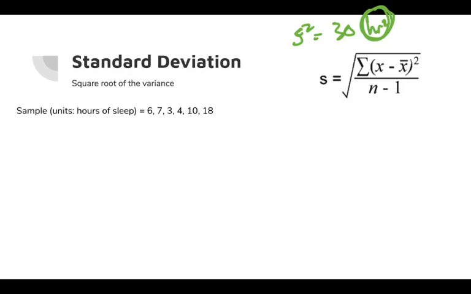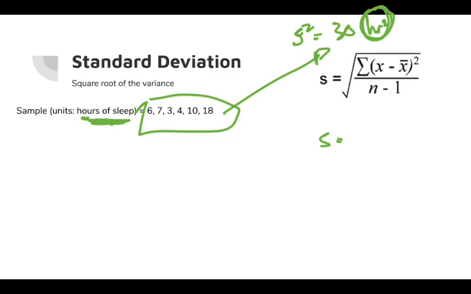And we do that by taking the square root. The square root undoes this square. It brings me back to the original units of the study, which are hours of sleep. And now I have something that I can talk about. So for this data set, we just calculated the variance to be 30. So the standard deviation is just going to be the square root of 30, which is... Get my calculator out here and take the square root. 5.477. And now my final unit is... I'm back to hours of sleep. Okay.